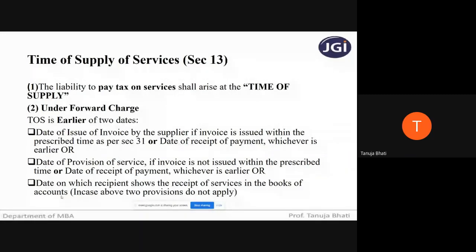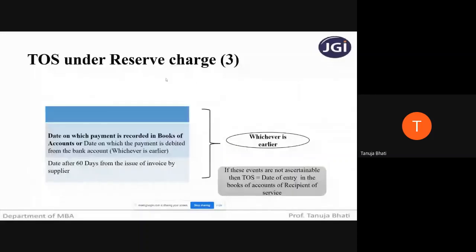Next, time of supply under reverse charge for services, students. There are two dates you need to check, and whichever is the earlier date will be the time of supply in respect of services under reverse charge. So the date on which payment is recorded in the books of accounts, or the date on which the payment is debited from the bank account, whichever is earlier, becomes the date of payment, or the date after 60 days from the issue of invoice by the supplier.